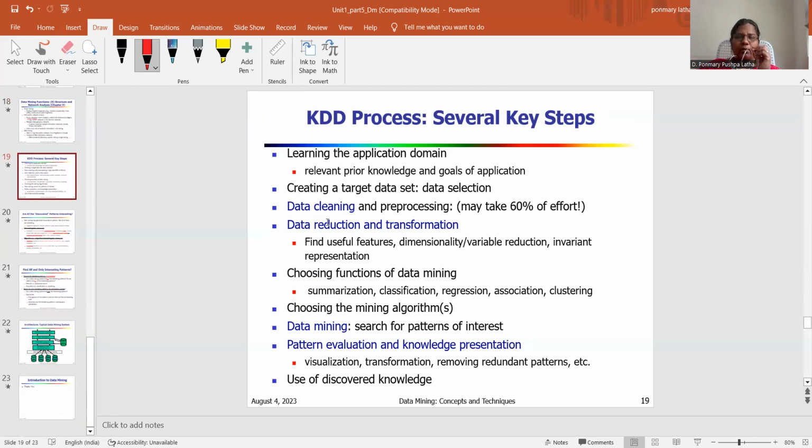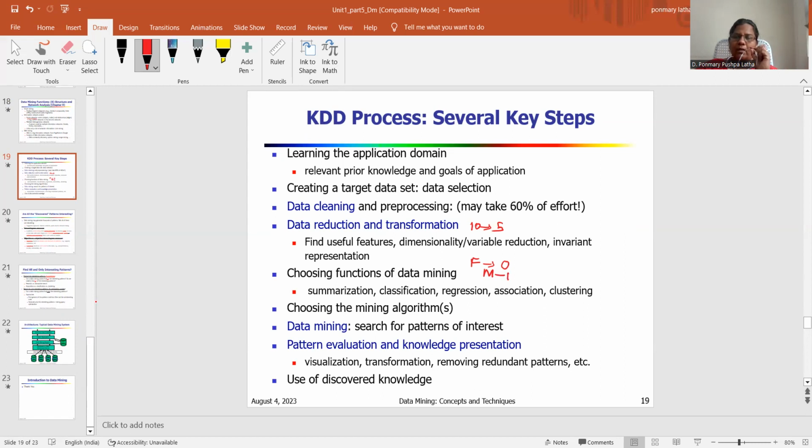The KDD process we have already seen in the other videos, in the introduction to data mining. As you know, it has many steps. Data cleaning is pre-processing the data. Data reduction: suppose 10 attributes are there, you can reduce them to 5 attributes, taking whatever is relevant. Then data transformation is, for example, female can be written as 0 and male as 1.